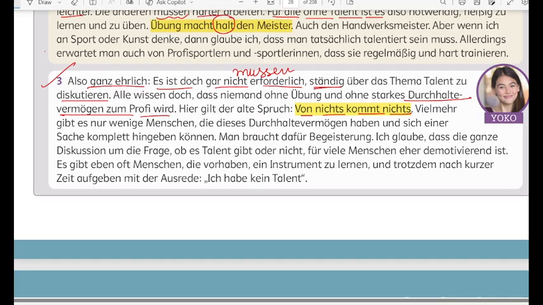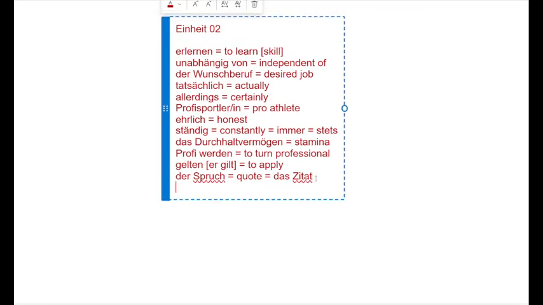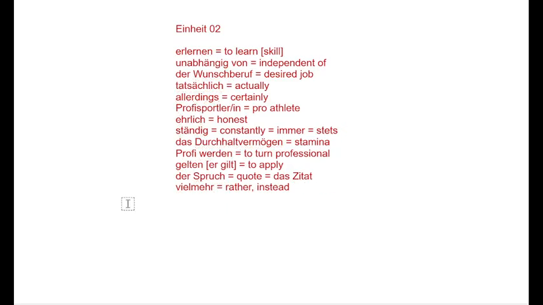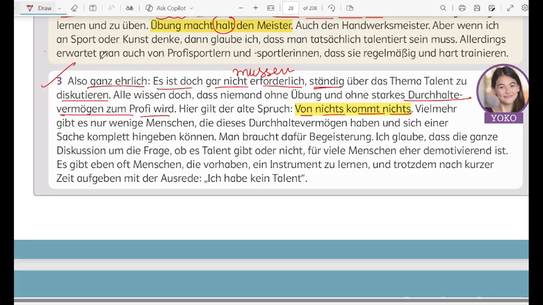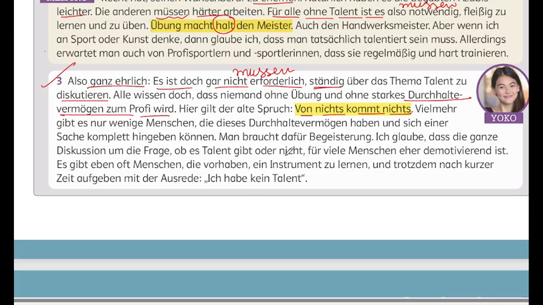Vielmehr gibt es nur wenige Menschen. Vielmehr means rather or instead. There are very few persons, die dieses Durchhaltevermögen haben. Durchhaltevermögen, which is stamina. They have the stamina, und sich einer Sache komplett hingeben können. Hingeben is like to hand over something.